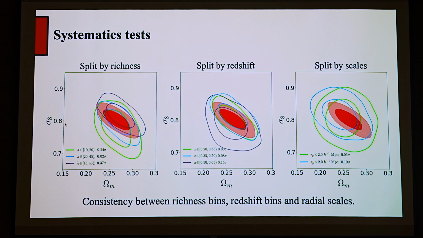Okay, so we do various robustness tests. Each one of these panels is showing a test to probe the robustness of our method. Here we've split the data into disjoint richness bins and redone the inference. Here we've done the same except for redshift bins, and here we split by scales. So the overall picture here is that everything appears to be consistent. So we're confident that our results are robust.